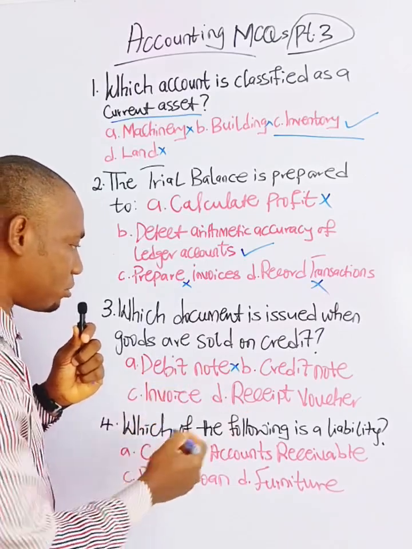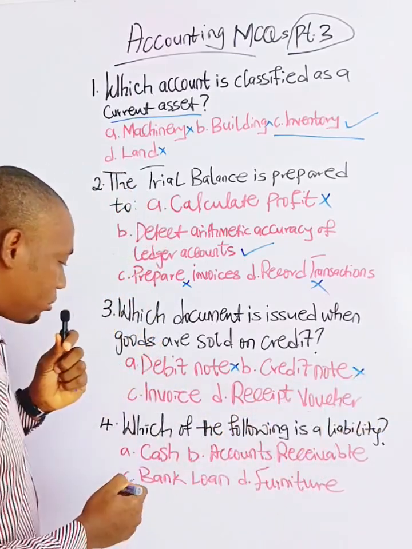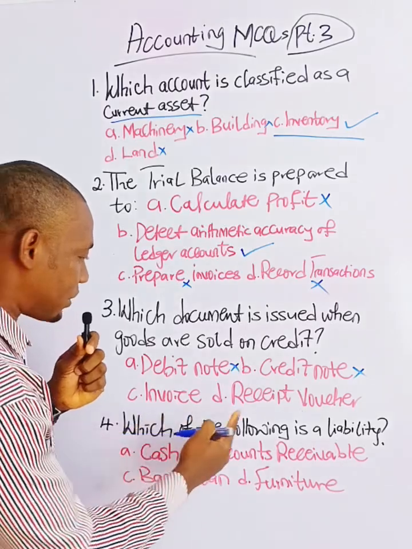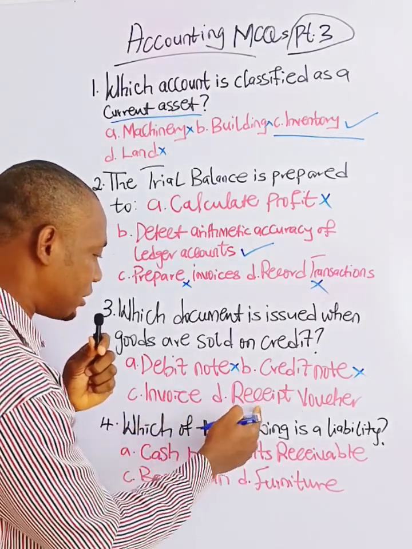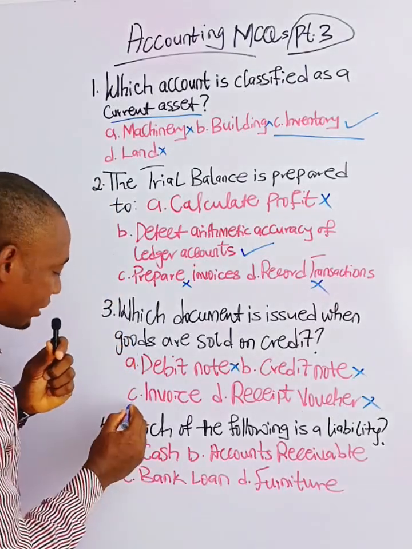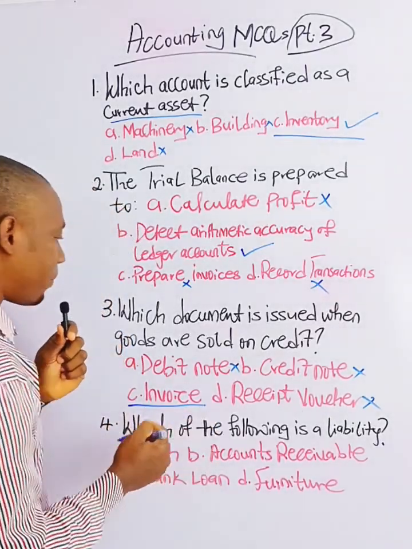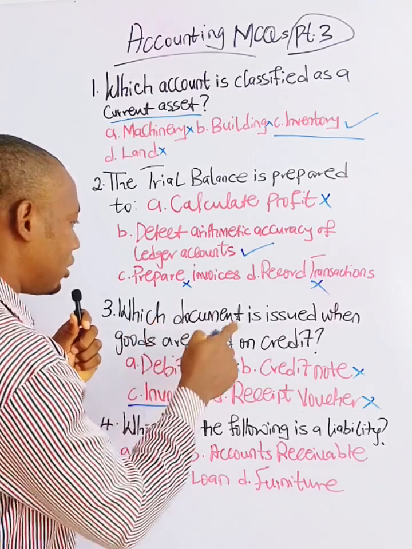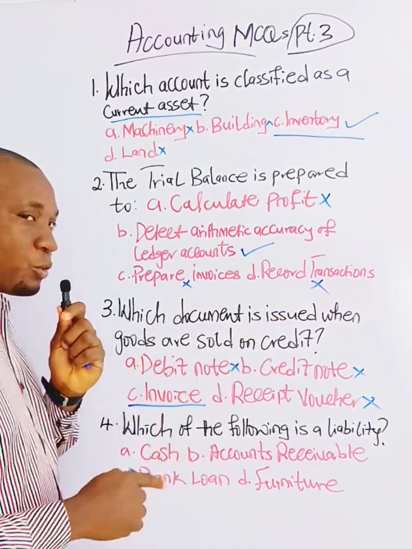The correct answer is not A. It's not a debit note. It's not also credit note. It's between invoice and receipt voucher. And of course, since this is a receipt, it's not also receipt voucher. The correct answer is invoice. Invoice is the document issued when goods are sold on credit.